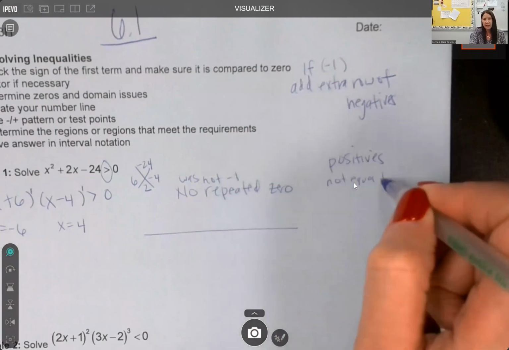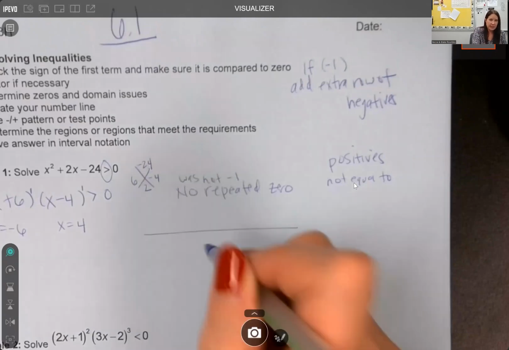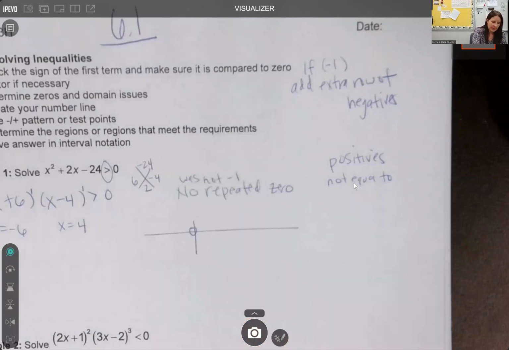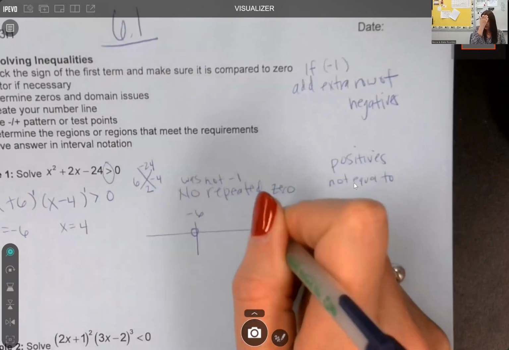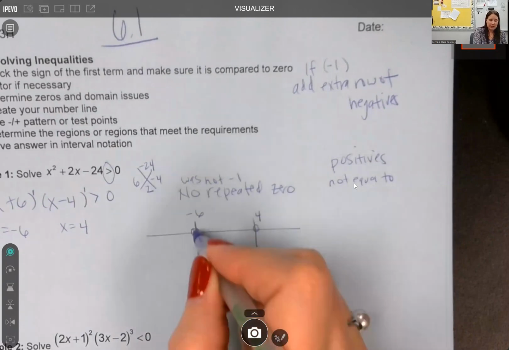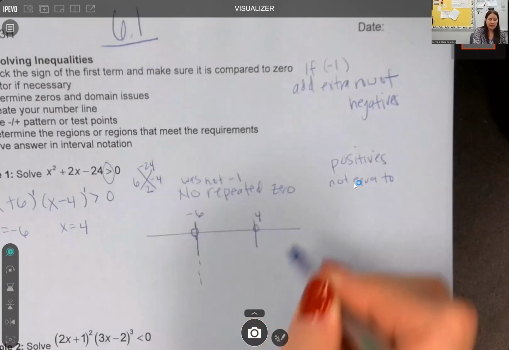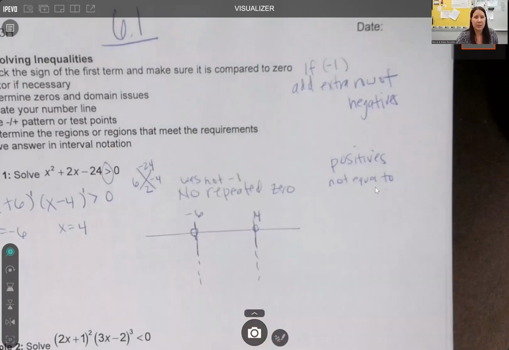So the easiest way to show not equal to is to do a parenthesis at -6 and a parenthesis at 4. Sometimes, instead of a parenthesis, I would do a dotted line here and a dotted line here because they're not equal to. And you'll see where that comes in handy in a minute.